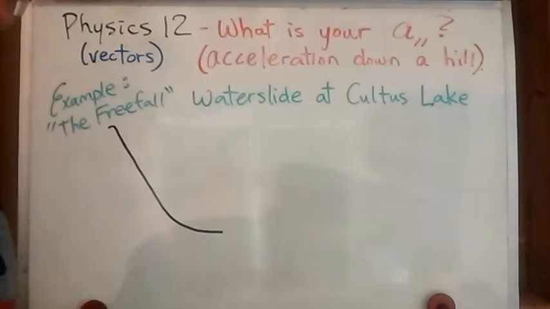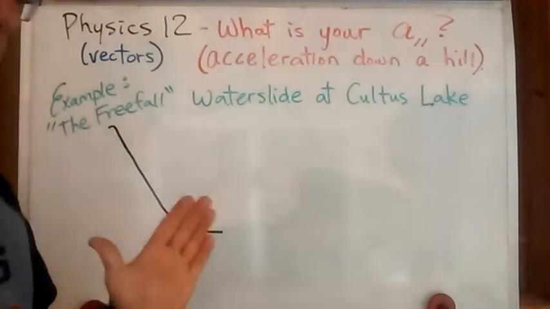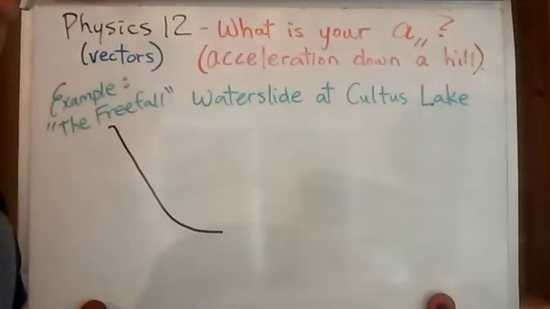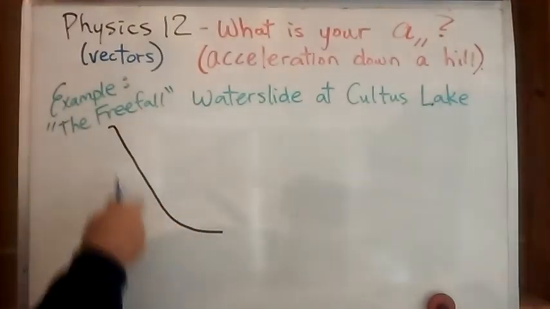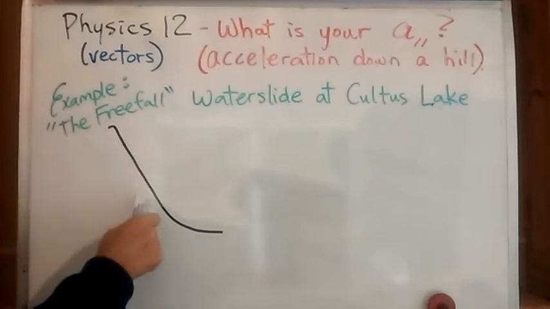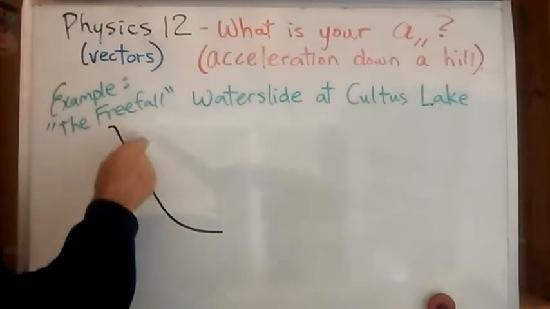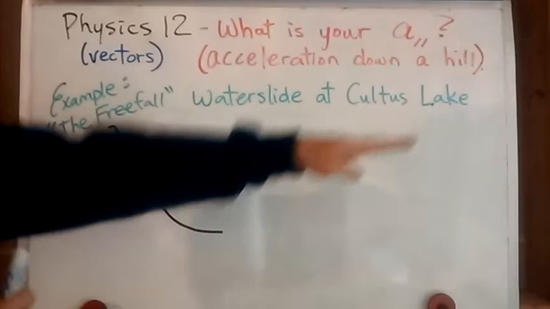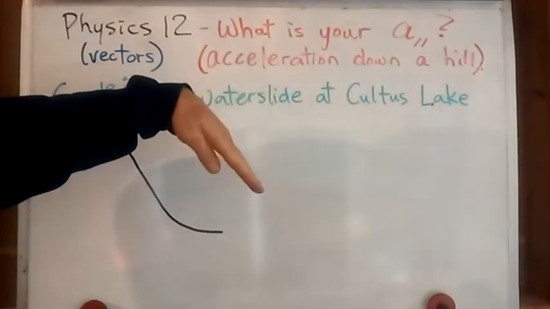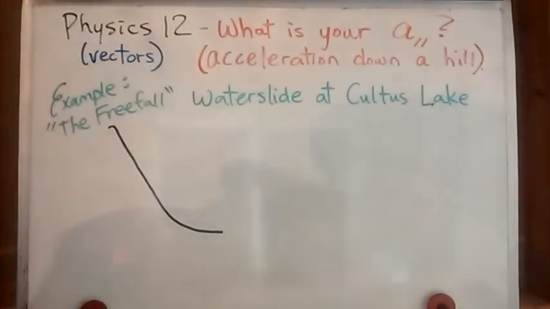It's part of kinematics, and it's all about not free fall, but close to free fall. What would your acceleration be on something like this water slide that isn't free fall, but it's inclined at 70 degrees below horizontal? So we'll take a look at that problem in just a sec.